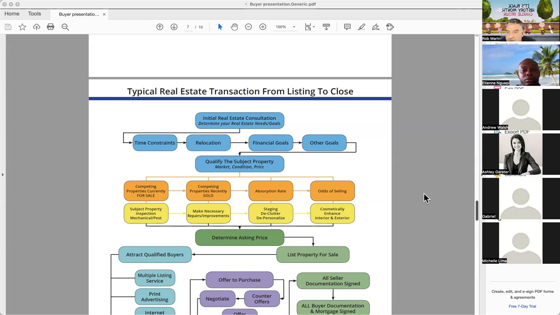Gabby's got a question, or Gabriel, sorry. How big of a radius do you use for your comparables? Okay, great question. Usually, when you use the Cloud CMA, which is the one I really like to use, it'll put an automatic radius.